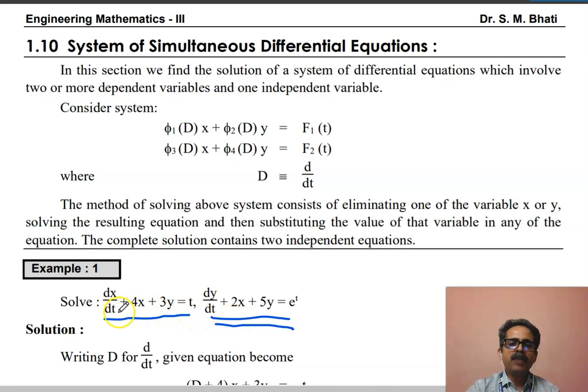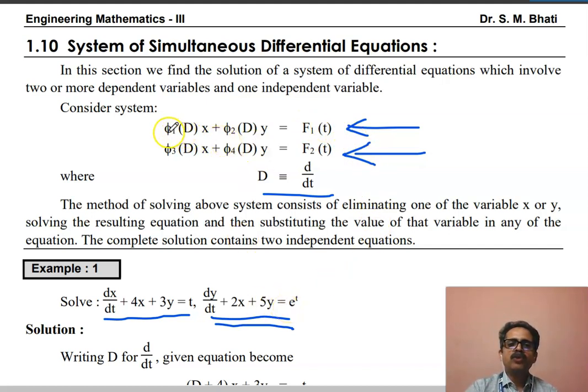Because t is an independent variable, for such a problem we can use the operator D for d by dt, and we can convert this first equation in this form and second equation in this form, that is, collect the terms containing x together, collect the terms containing y together, and the terms which do not contain any x or y should be kept in the right hand side. Same you can repeat for the second differential equation.